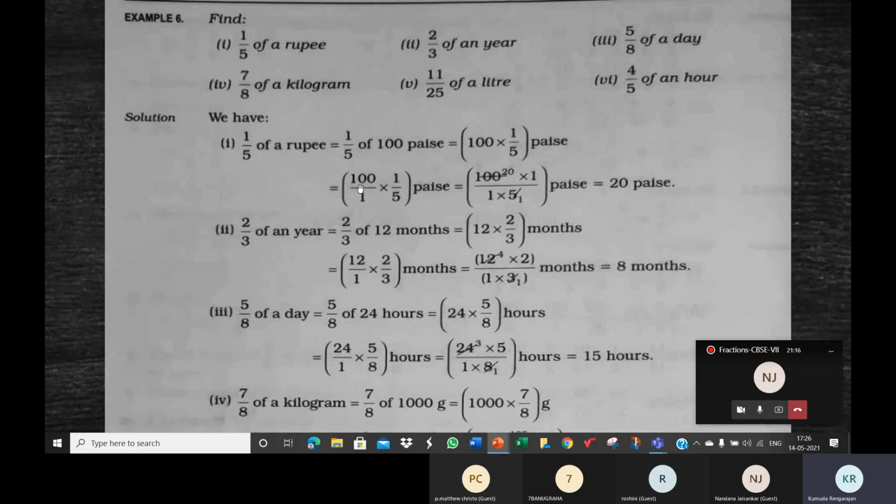Now, how do you multiply? 100 by 1 is a fraction, and 1 by 5 is a fraction. We multiply the numerators and we multiply the denominators. So 100 into 1 in the numerator, 1 into 5 in the denominator. Now, 5 and 100 can be simplified using the tables of 5. Then we are left with 20 and 1 in the numerator. So 20 ones are 20, 1 into 1 is 1. 20 by 1 is the result. 20 by 1 is 20. So 20 paise.